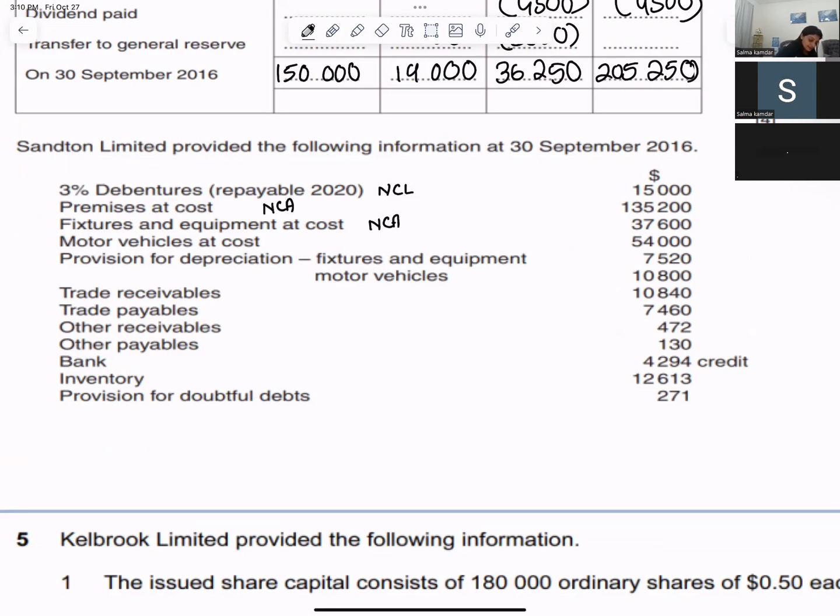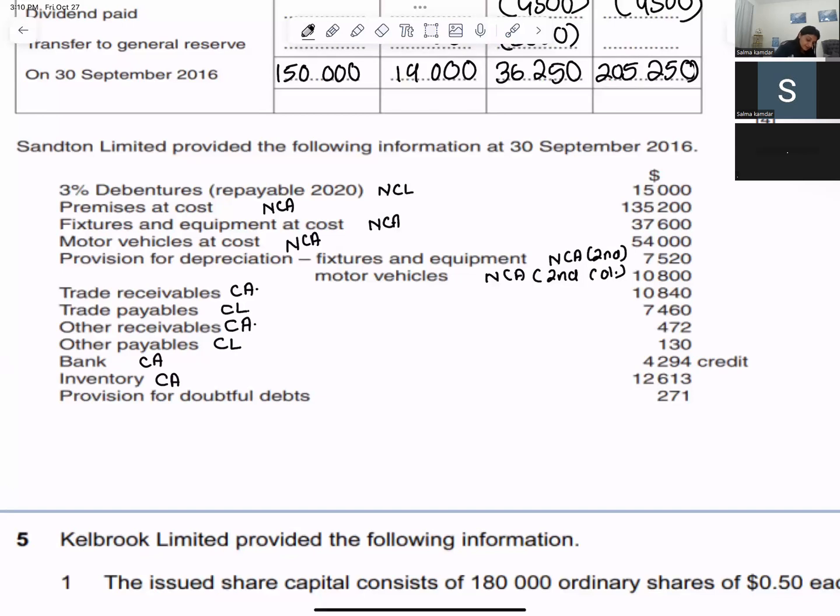Motor vehicles: NCA. Provision for depreciation: we do all the assets, provisions NCA second column. Trade receivables: current assets. Trade payables: current liability. Other receivables: current assets. Other payables: current liability. Bank: current assets for bank entry.